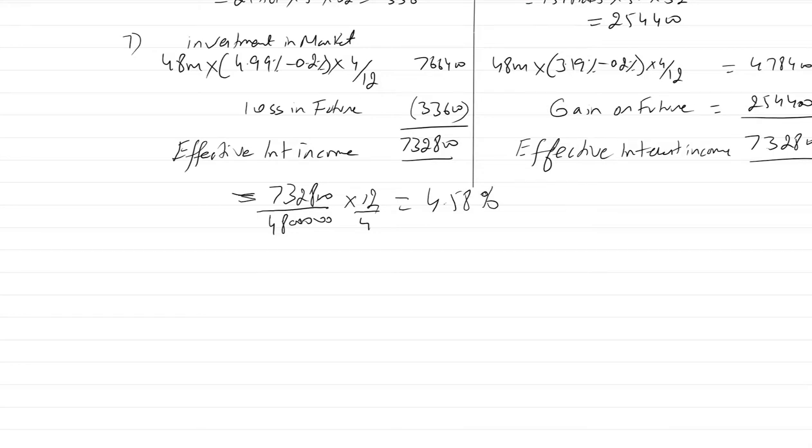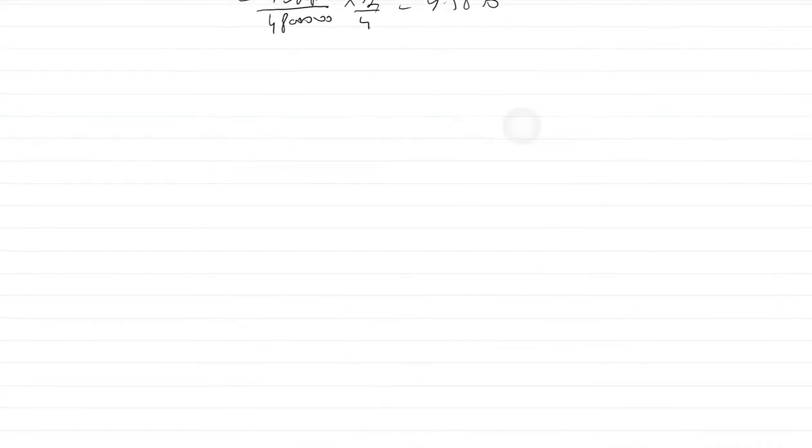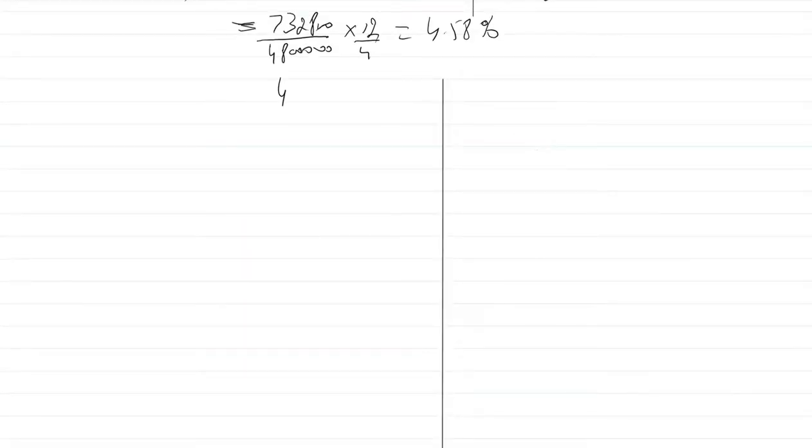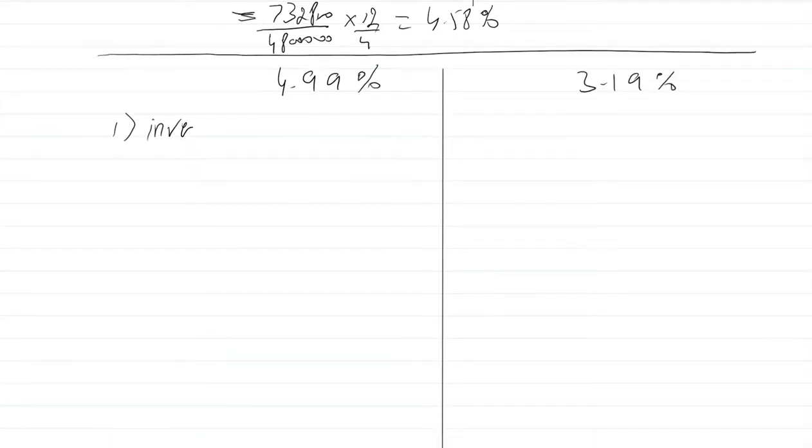In both cases. Let's move to the option contract. Write the interest rate above, future spot rates. First step is investment of 48 million. Second step, we have to decide whether we are going to buy call or put option. In this case, when you are going to buy future, it will be call option.